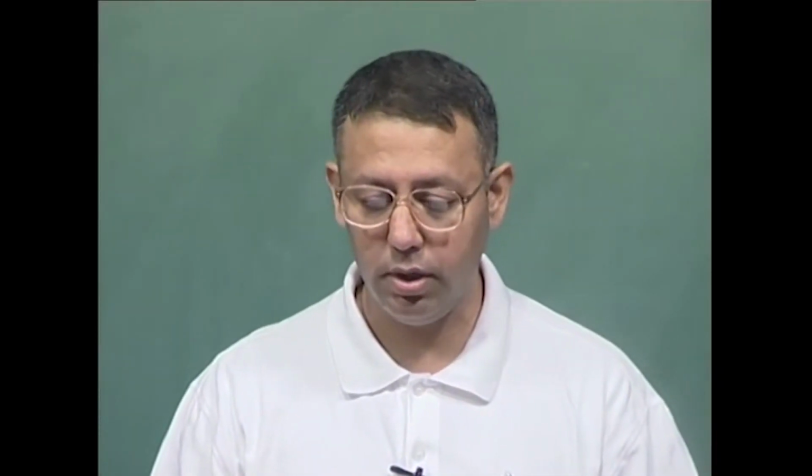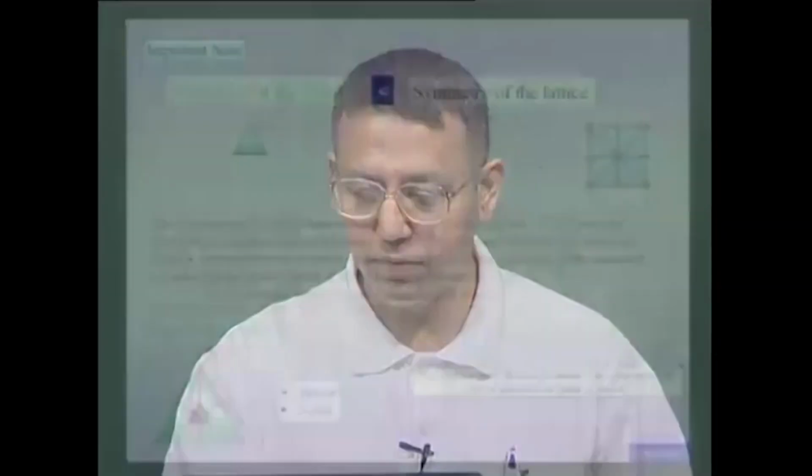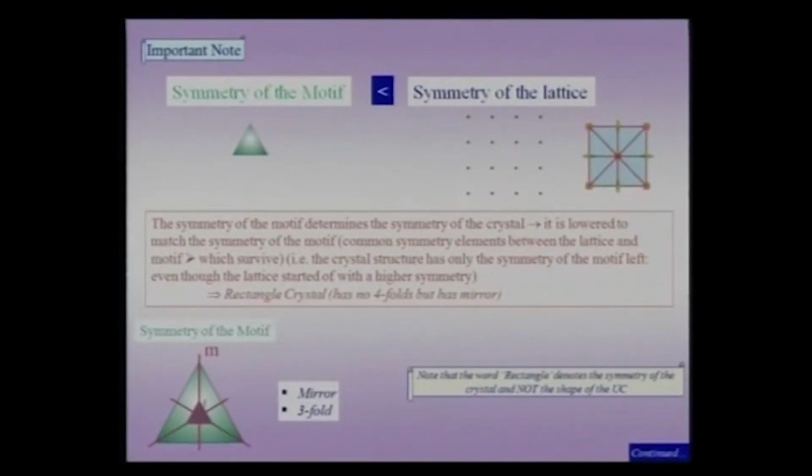So, let us consider some of the example. Perhaps we will just complete this topic of the triangle crystal. So, we see in this case that the symmetry of the motif is lower than the symmetry of the lattice, and of course, as far as the threefold axis goes, it is even incompatible with the symmetry of the lattice, which had a fourfold axis. The lattice had 4 mm symmetry, the motif had 3 m symmetry, it had a mirror and a threefold, and the surviving symmetry for the crystal was just an m.